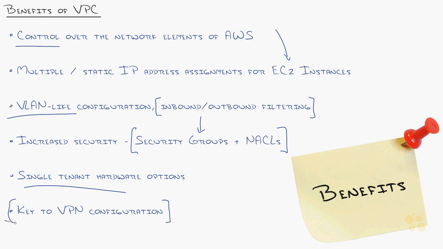Finally, VPC is your key to the VPN configuration world, allowing you to link your off-site network, maybe your business, your corporate offices, or maybe you have your own data center. Maybe you've got a little data center where you run your own off-site storage or something like that. Well, VPC allows you to create a bolted-up VPN configuration between the two.